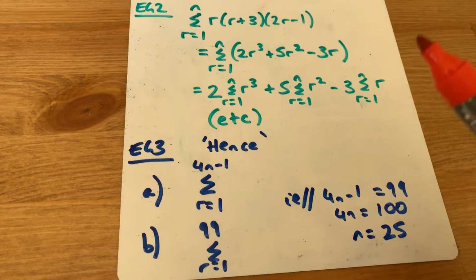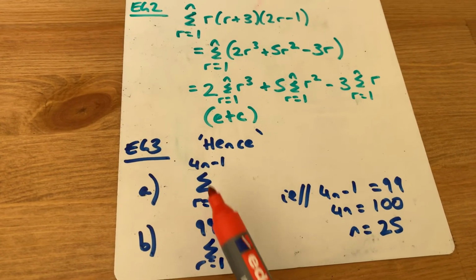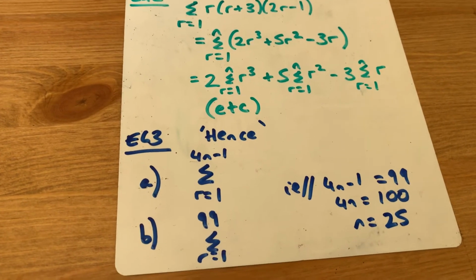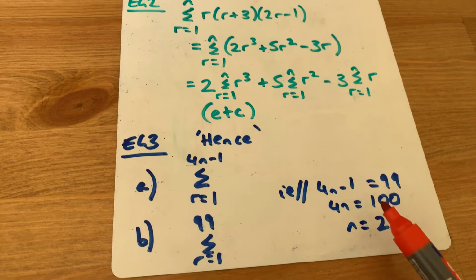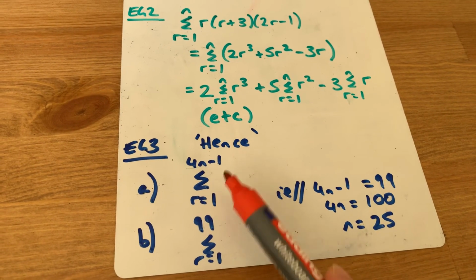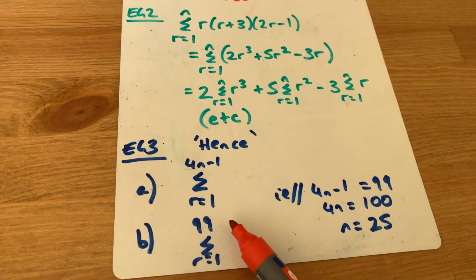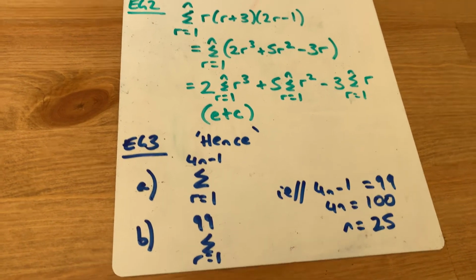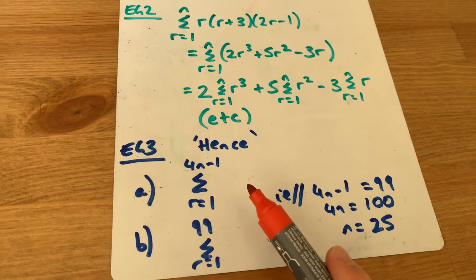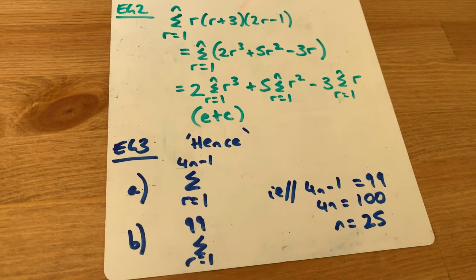Now, obviously, the inference here is that we should be able to do something clever with our answer from part A to get an easy answer to part B. And the idea here is that if we wanted to do r from 1 to 4n minus 1 and r from 1 to 99, we can actually equate our upper boundaries there, and we can just substitute n is 25 into our answer to part A to get our answer for part B.